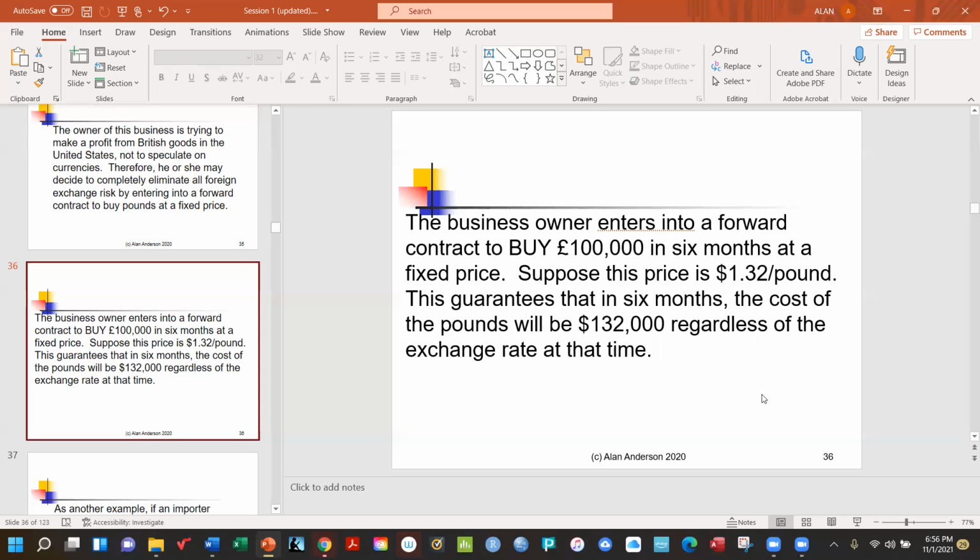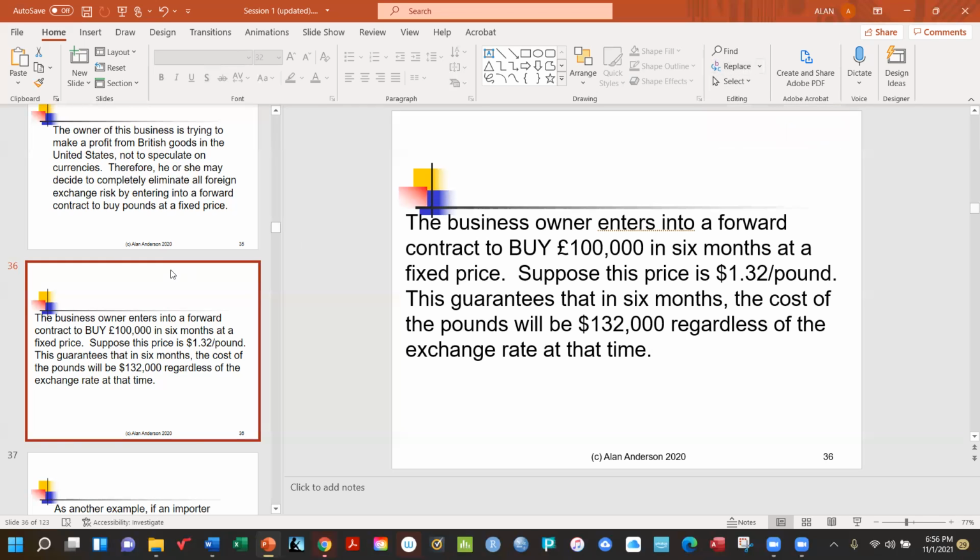And you can see how powerful and flexible this is. Since this is a forward contract, I can buy or sell any amount that I want, and it could be any time. It doesn't have to be an even amount like 6 months. It could be 38 days, for example, or it could be 94,000 pounds. So anything I need, I can get it through a forward contract.